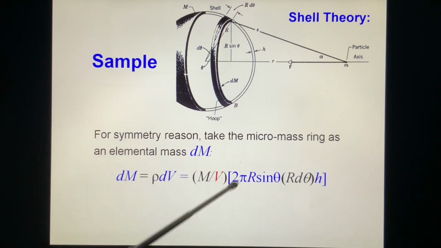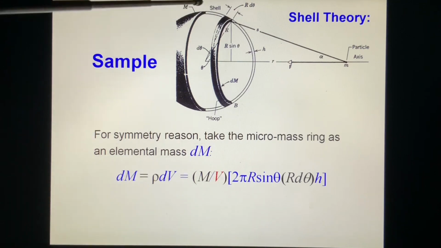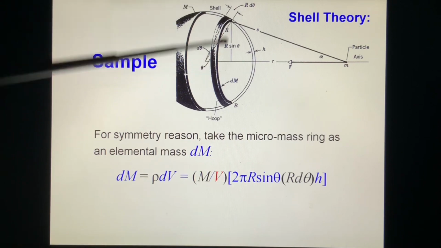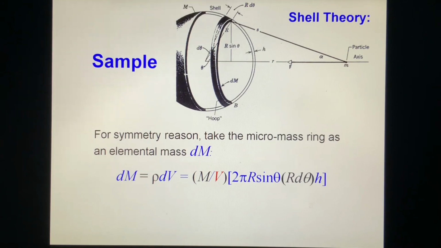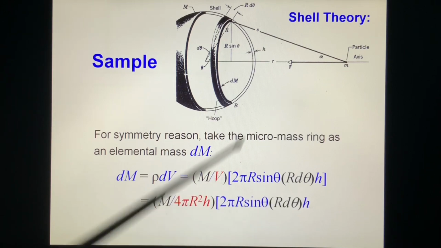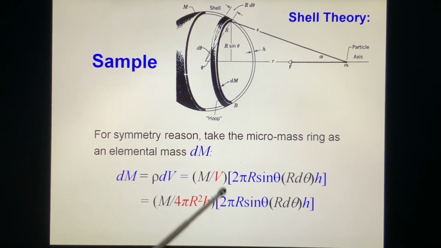What is V? V is the shell. The shell surface is 4πr squared, and the thickness is h, right? So this V is the surface area 4πr squared multiplied by the thickness. M over V is the rho. This is its dV, and then we cancel out something.